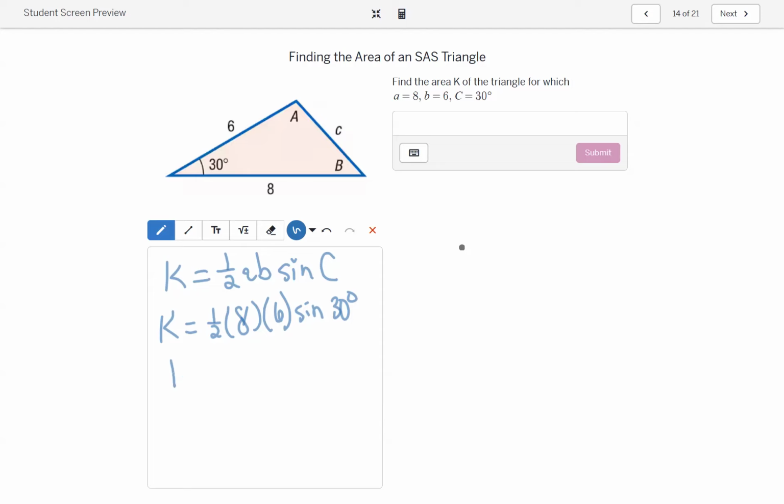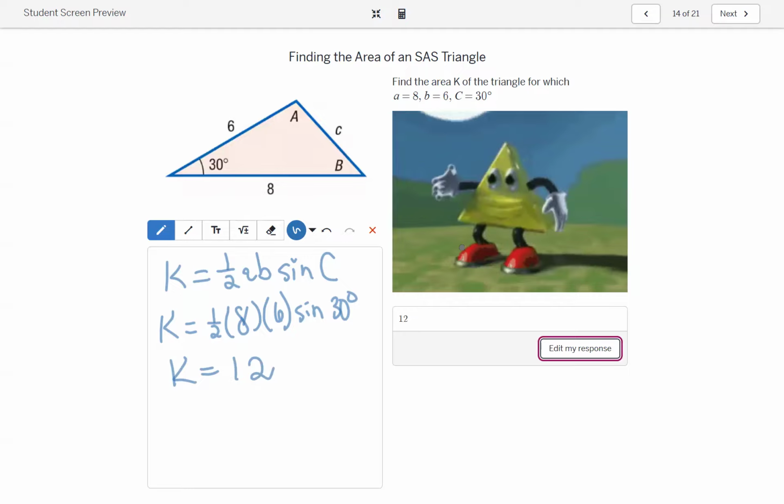And we get 12, because the sine of 30 is 1/2. We get a dancing triangle.